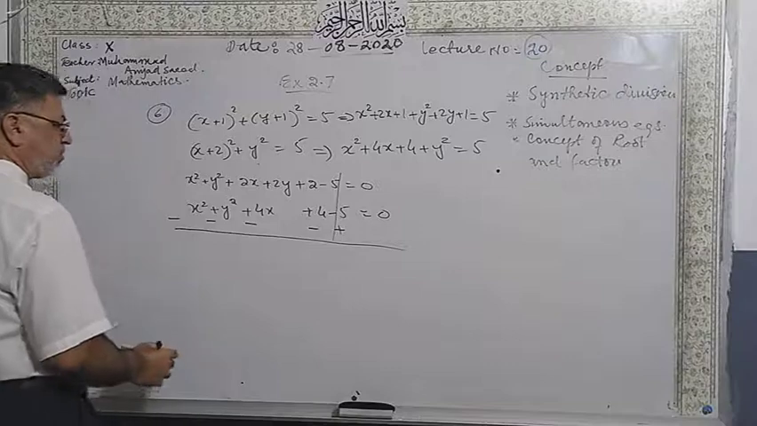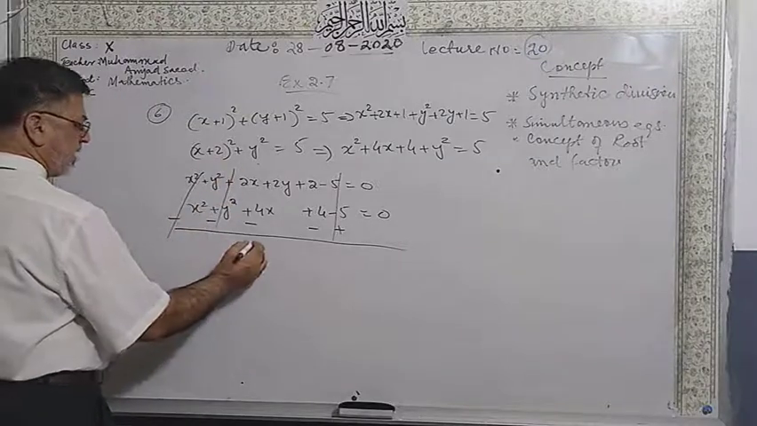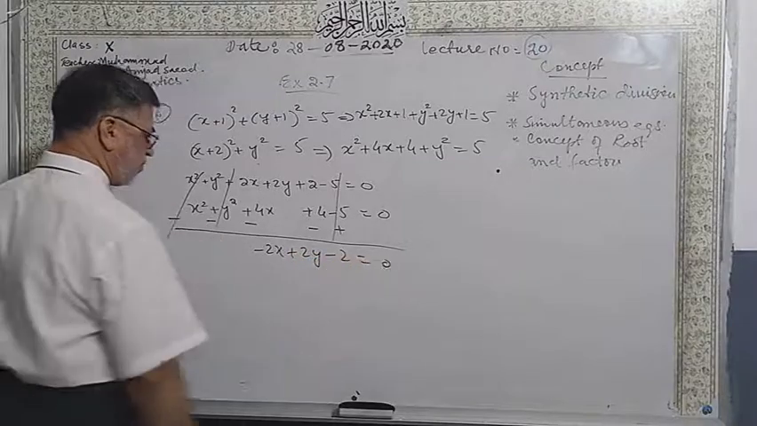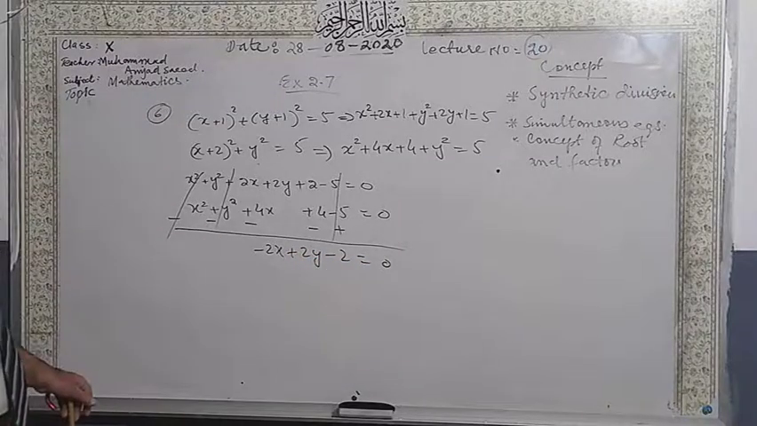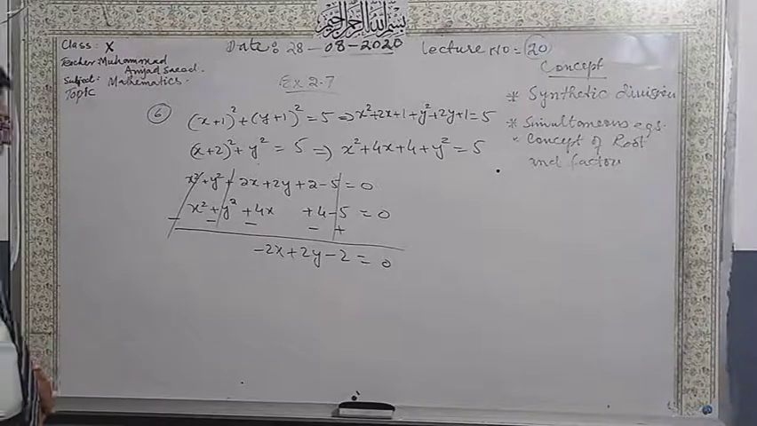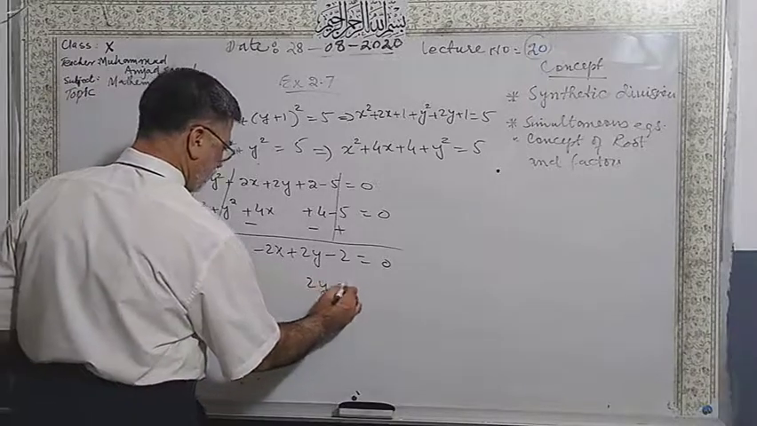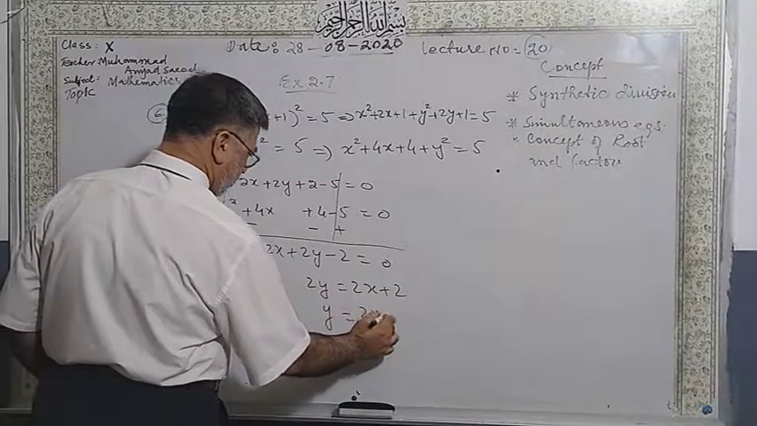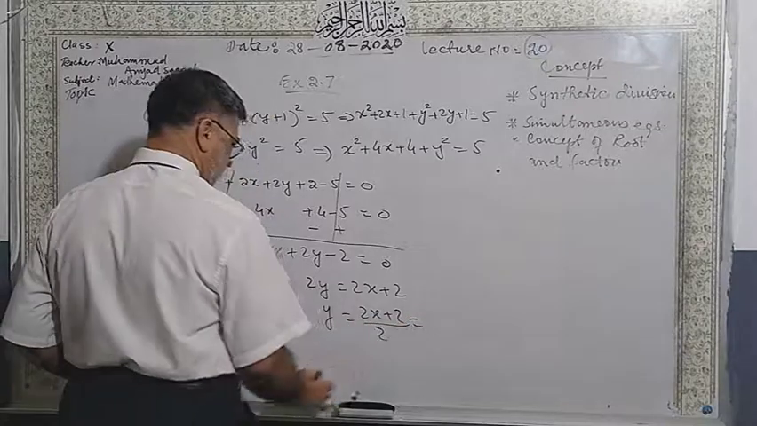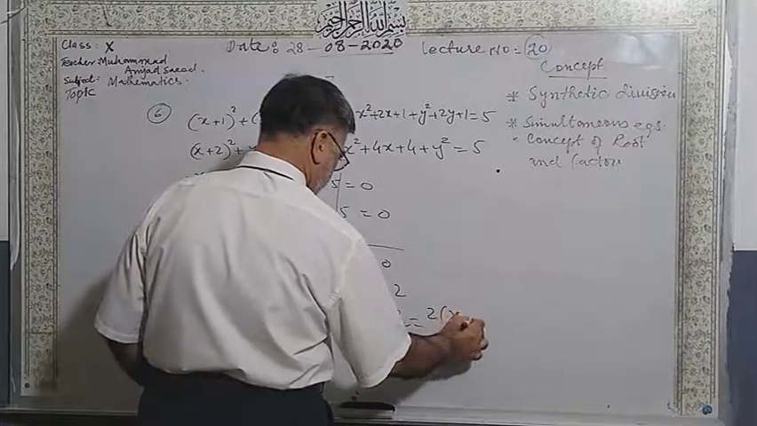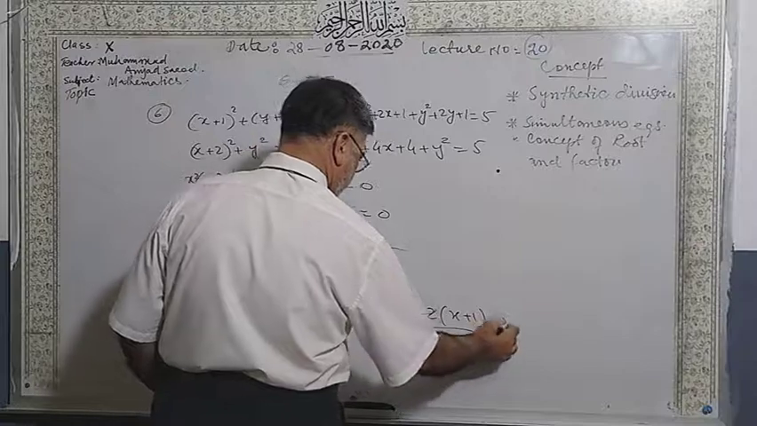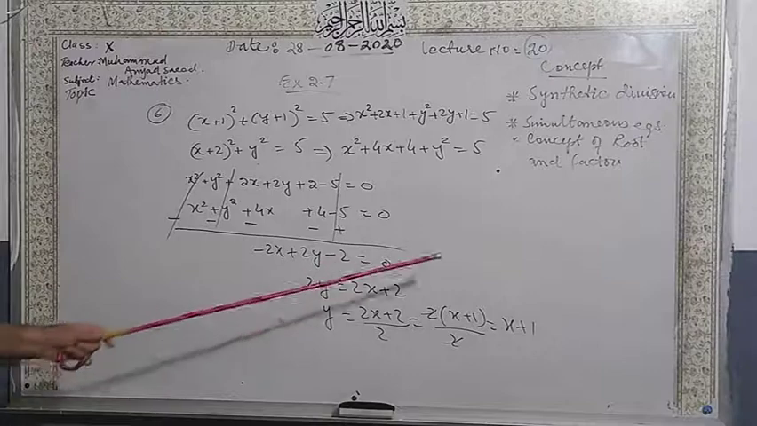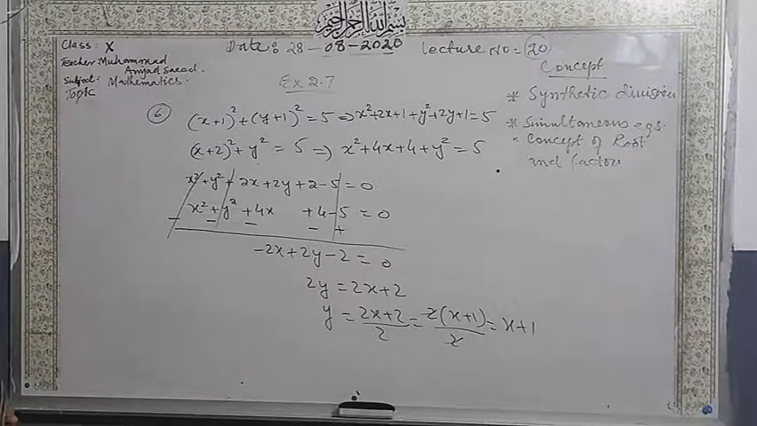x square, y square cancelled out. This is minus 2x plus 2y minus 2 is equal to 0. Here 2y is equal to 2x plus 2 and y is equal to 2x plus 2 over 2. That is 2 common. x plus 1 over 2 cancel, that is x plus 1. Here we have y is equal to x plus 1.